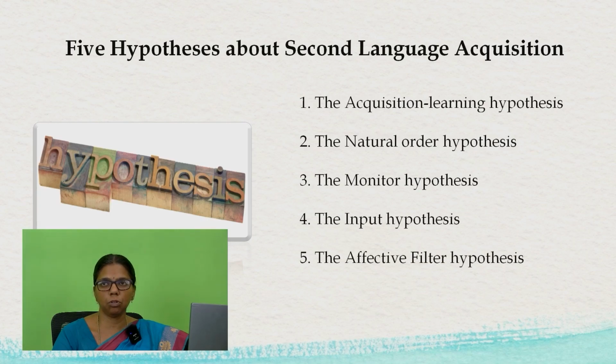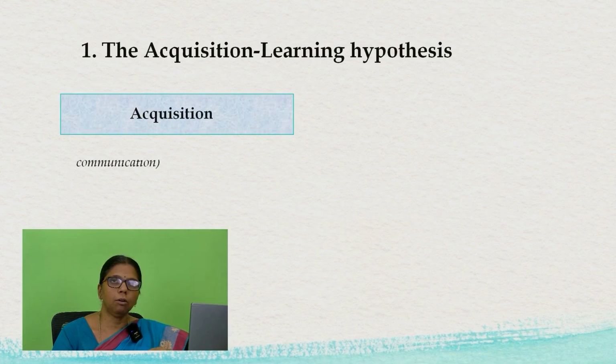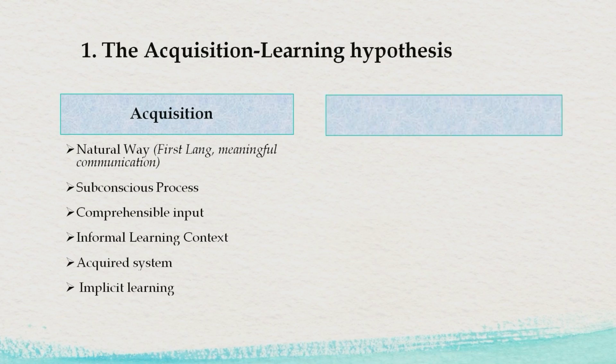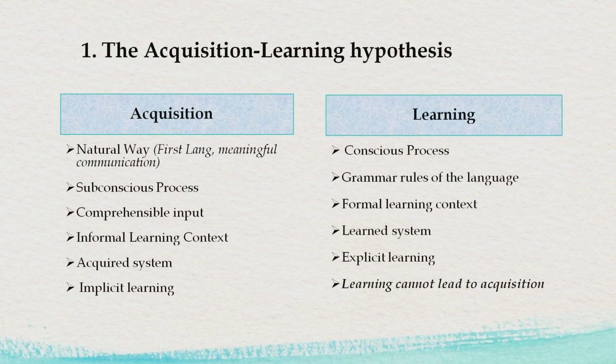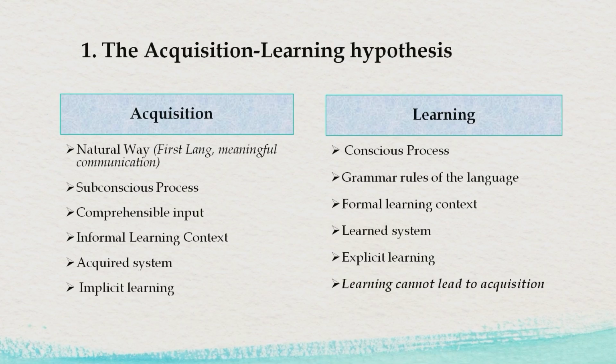So these are the 5 hypotheses that he proposed, and we'll be going one by one now. The first one is the acquisition-learning hypothesis. We do use the terms acquisition and learning interchangeably in ELT. But Krashen feels that we can't do that, and there is a very prominent distinction between these two terms. So what exactly is acquisition according to Stephen Krashen? He feels that acquisition is a very natural process. It is something you do in a very subconscious way, in an informal learning context. It's an implicit learning process.